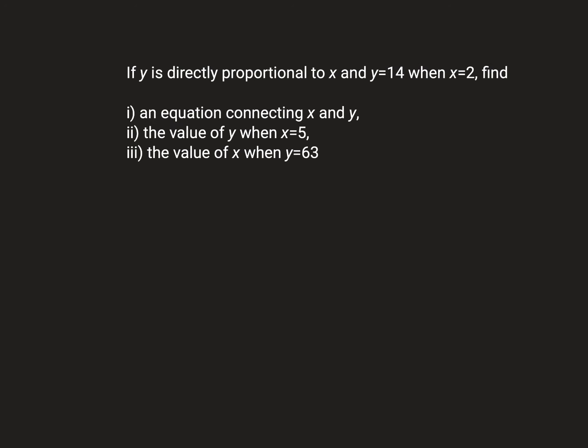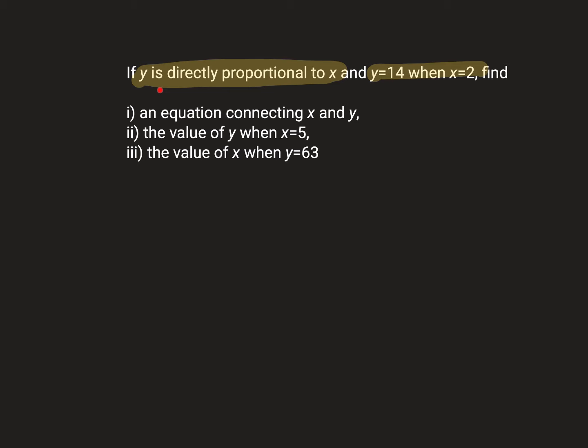Hi everyone, and in this video I'll be going through a quick question on direct proportion. So the question says, if y is directly proportional to x, and y equals 14 when x equals 2, it then asks us to find an equation connecting x and y, and also to find the value of y when x equals 5, and the value of x when y equals 63.